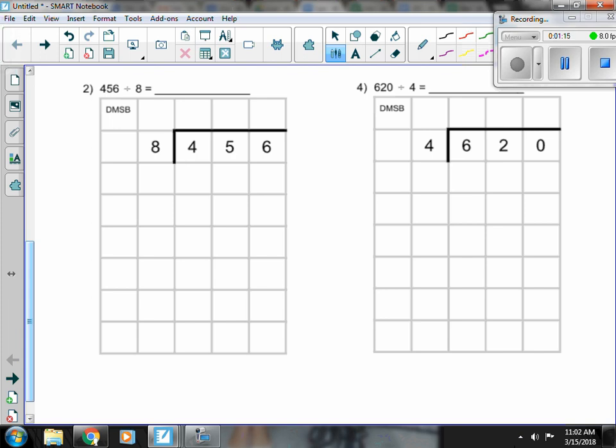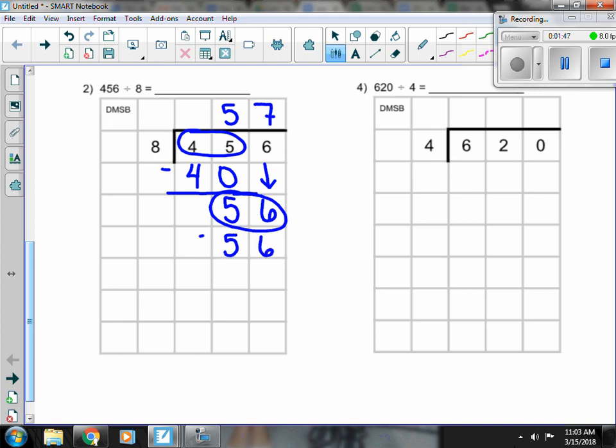And it can't. So I think, how many times can 8 go into 45? Well, I know 8 times 5 is 40. 8 times 6 is 48, and that's too big, so it must be 5, which I said was 40. And then I subtract to find my remainder. 45 minus 40 is 5. And I bring down my 6. How many times does 8 go into 56? It's 7, because 7 times 8 is 56. So this time I have 0 remainder.